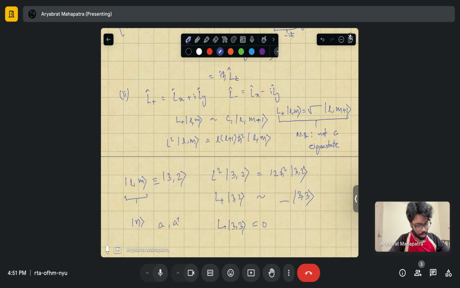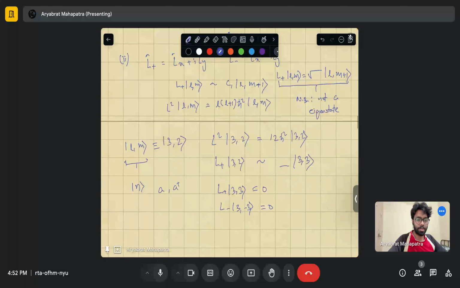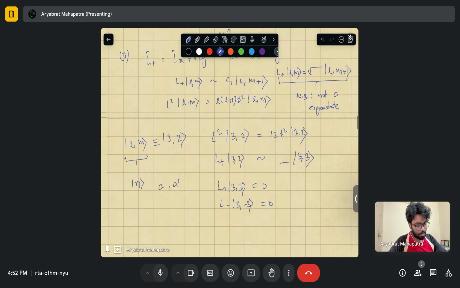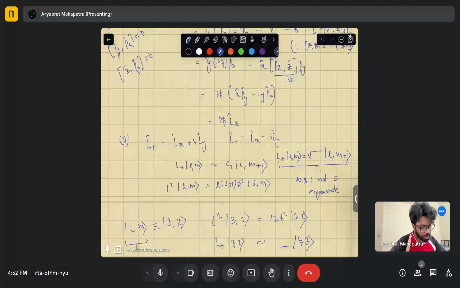The size of your basis, that Hilbert space itself, is very small. You have 3,3, 3,2, 3,1, 3,0, and so on till 3,-3, so above and below it cannot go. In the same way, if you operate L minus on |3,-3⟩, that also will give you 0, because there is no state below. So that was about the ladder operators.